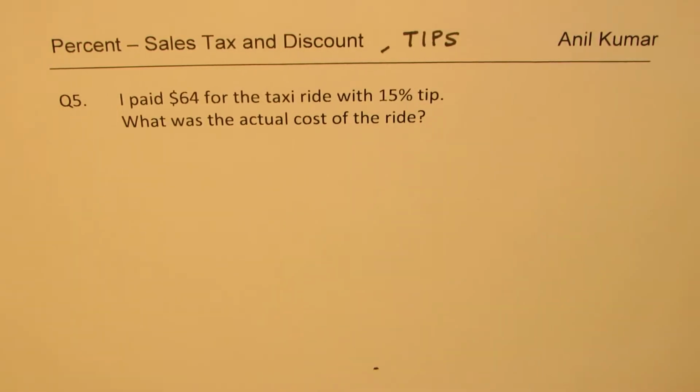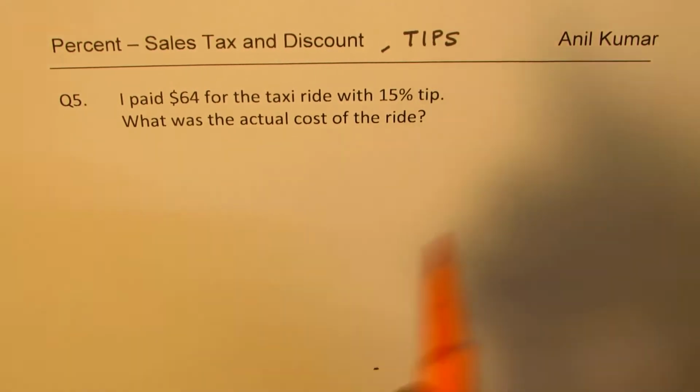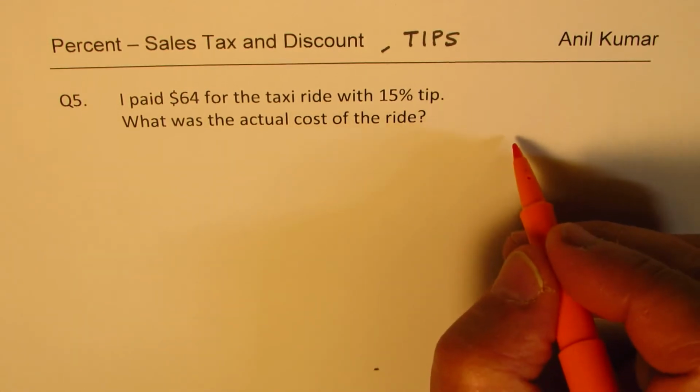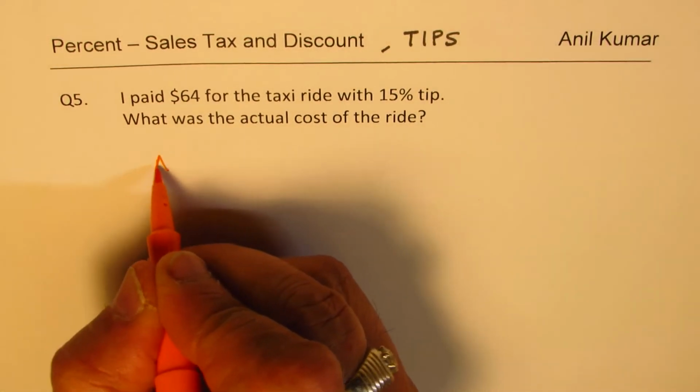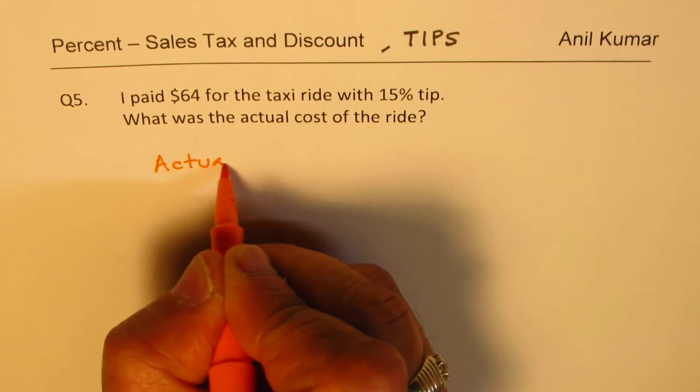Here is question number 5. I paid $64 for the taxi ride with 15% tip. What was the actual cost of the ride? So you can pause the video, answer the question, and then look into my suggestions. Now, what does this mean? It really means that there is some actual cost, right? So let's make a framework. So actual cost.